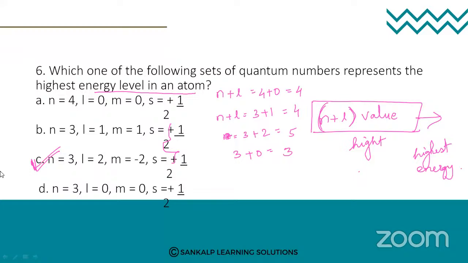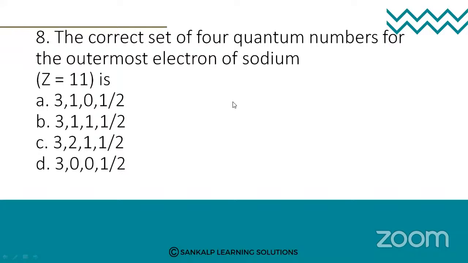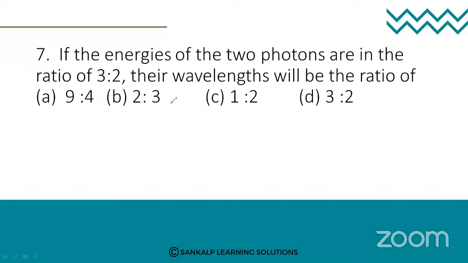We are seeing the principal quantum number, and all the quantum numbers are very important. The question: if the energies of two photons are in the ratio of 3:2, their wavelengths will be in the ratio of? This we have seen. We have that formula, right? We know that energy is inversely proportional to lambda, according to Planck's quantum theory.